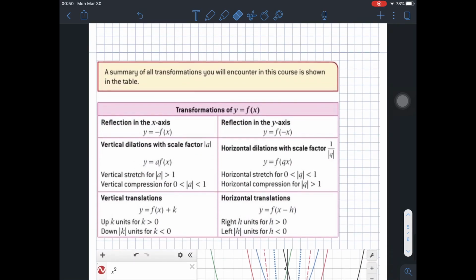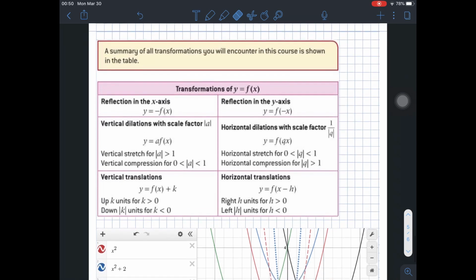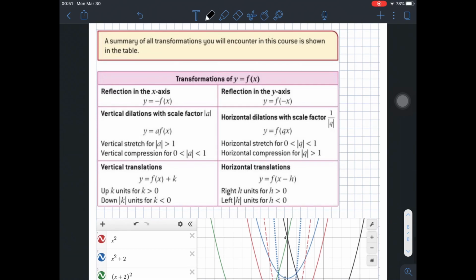Okay, so finally, this is a brief summary of all of the different transformations that you're going to see for the IB. We have reflection on the x-axis, which is y equals -f of x. Reflection on the y-axis, which is y equals f of -x. Vertical dilation, which is the same as stretch or compress with a scale factor of absolute value of a. When we say vertical stretch or compress, we put the value in front of the function.